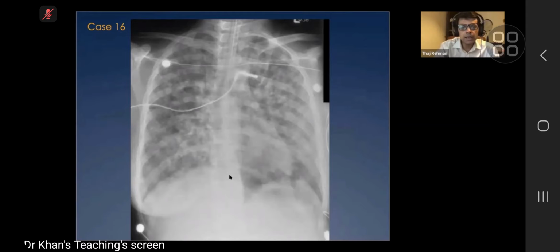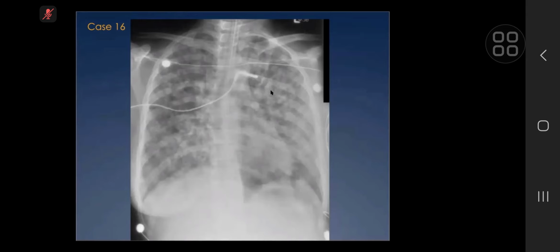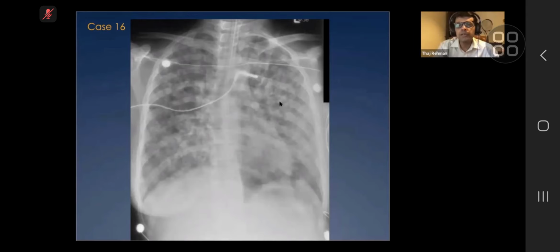So these are acinar nodules. Do you know acinar nodules? In the alveoli? Yeah, in the alveoli, because they are kind of non-uniform in size. Some of them are coalescing and quite extensive.